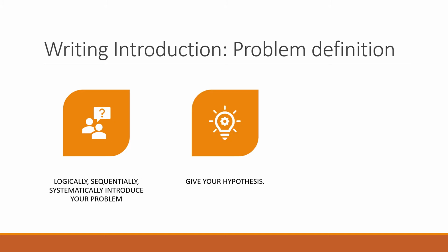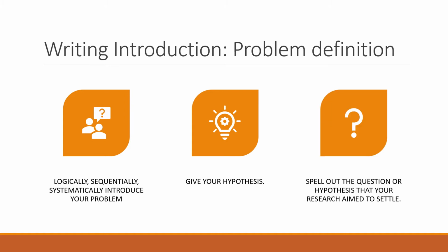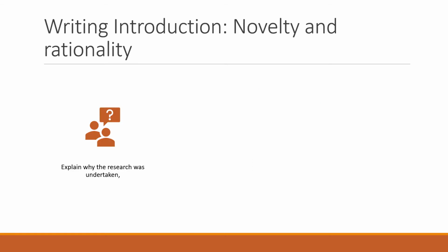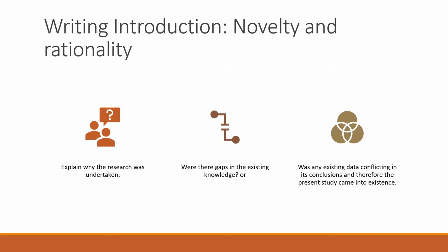Give your hypothesis. Spell out the question or hypothesis that your research aimed to settle. Give the novelty and rationality of your work. Explain why the research was undertaken. Were there gaps in the existing knowledge, or was any existing data conflicting in its conclusions, and therefore the present study came into existence. Give proper citations.